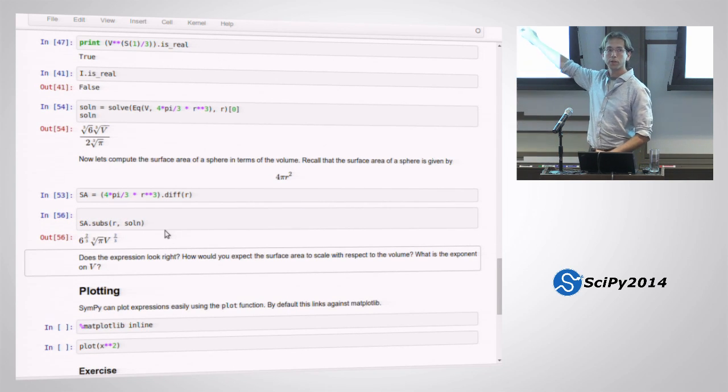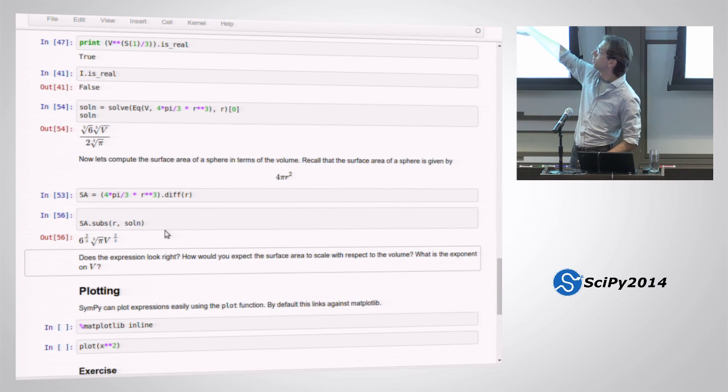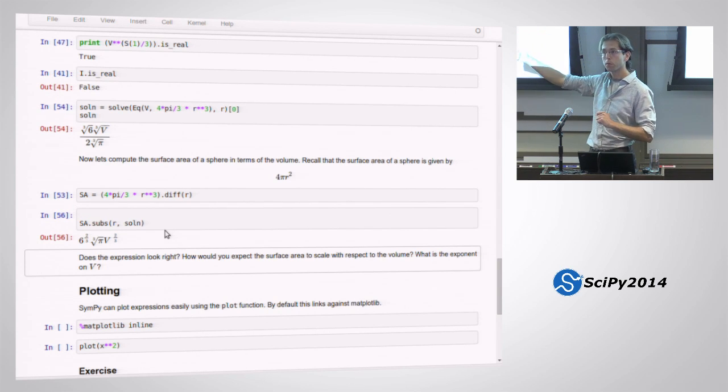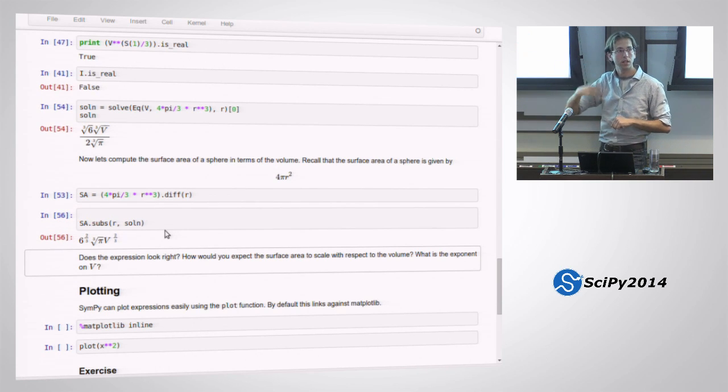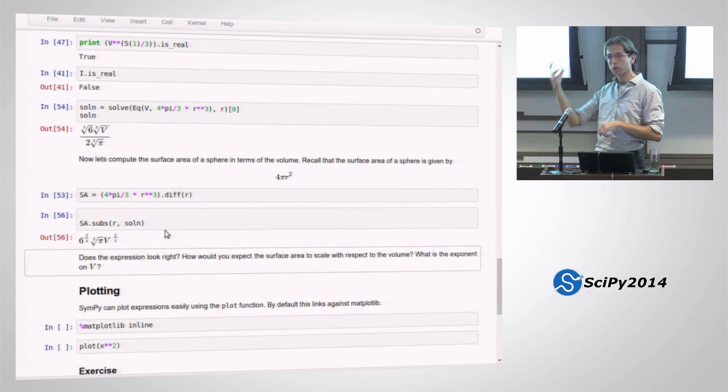So we can define the surface area. I use his clever trick of taking the derivative of the volume. I then substituted in for that surface area R for our solution. So remember we had solved the volume in terms of the radius. So we're taking that same solution that mapped radius to volume, and we're plugging it into surface area, and we're finding that the surface area scales as the volume to the 2/3 power. So that again matches intuition, sort of makes some sense. So again, we're using solve, we're using subs. We can use them together to do some nice math.